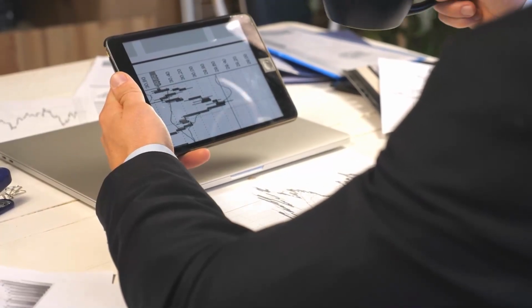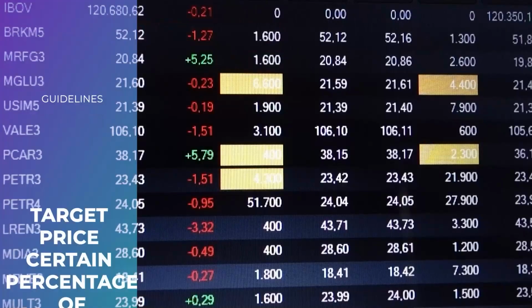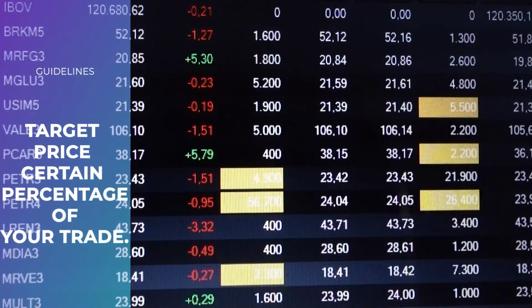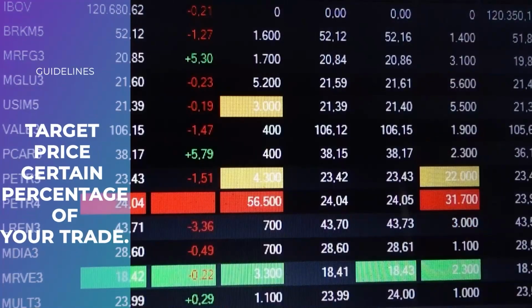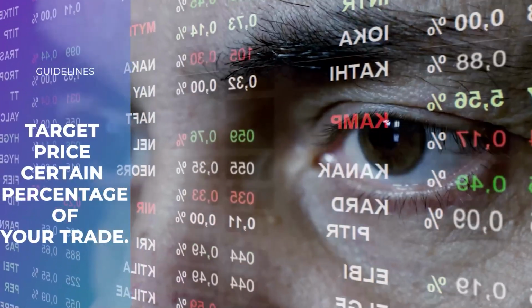Remember what we talked about in several charts back? That first target price is where you come out of a certain percentage of your trade. It's all up to you. Your comfort level is imperative.